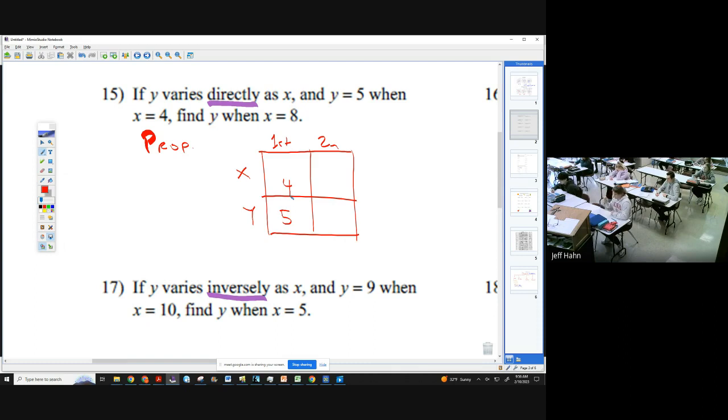Find y when x is 8. Oh, well, make equal fractions. How do you go from 4 to 8? Times 2. Your answer is just going to be y is going to be 10.